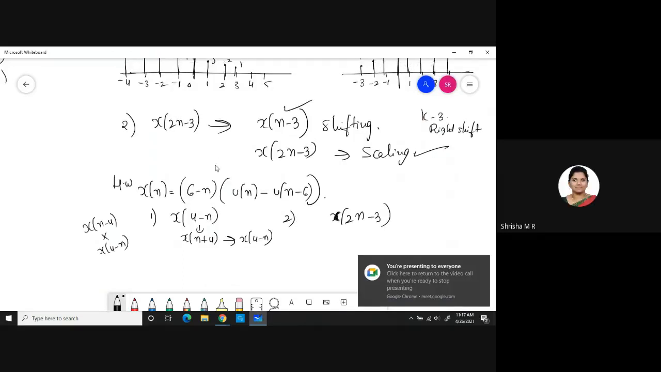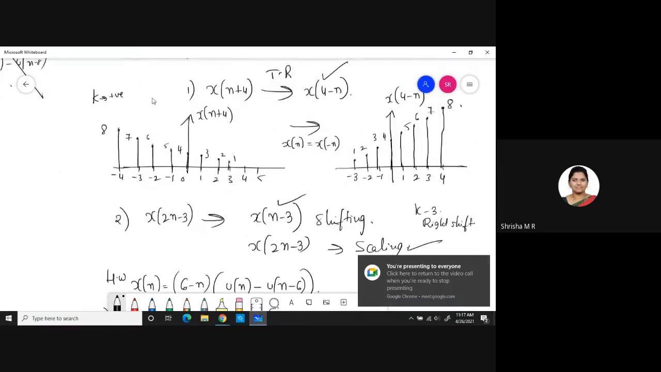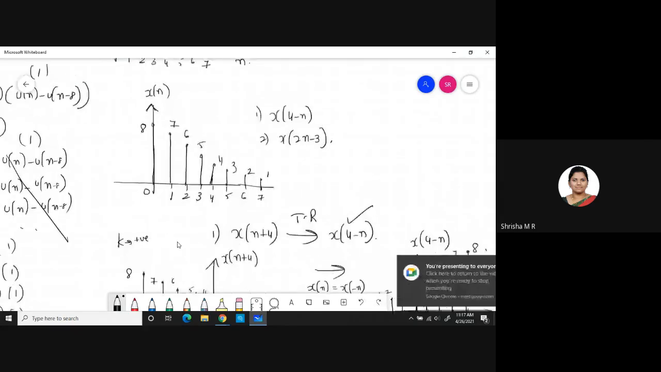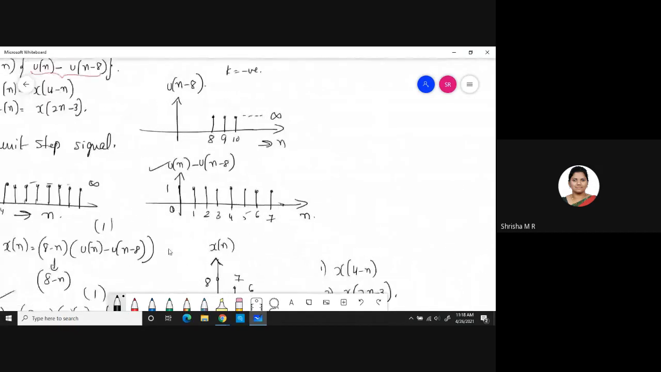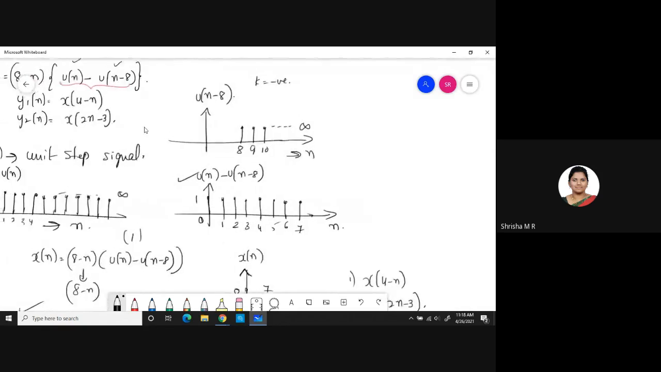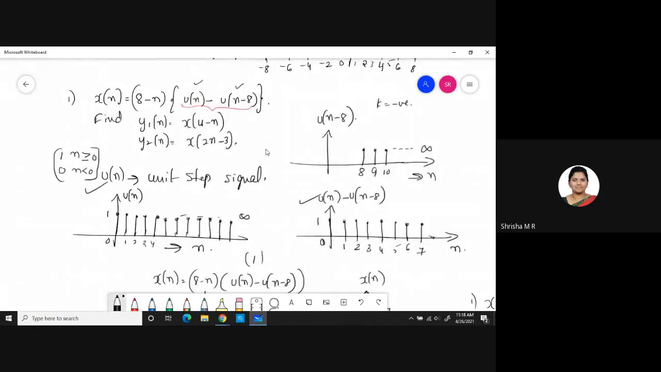So last class we discussed operations on discrete time signals, right? So how to do shifting, scaling and time reversal. So I had given you a problem, x of n equals (8 minus n) into (u of n minus u of n minus 8). So how do you go about solving this problem? First you have to plot this.